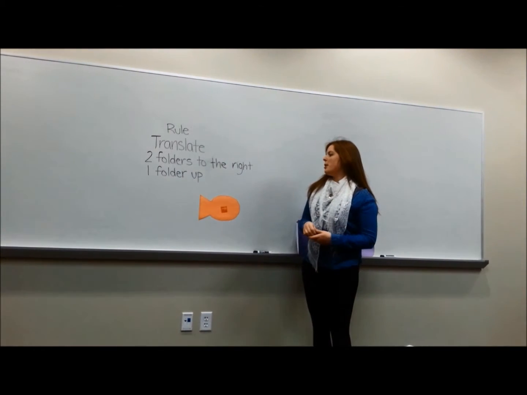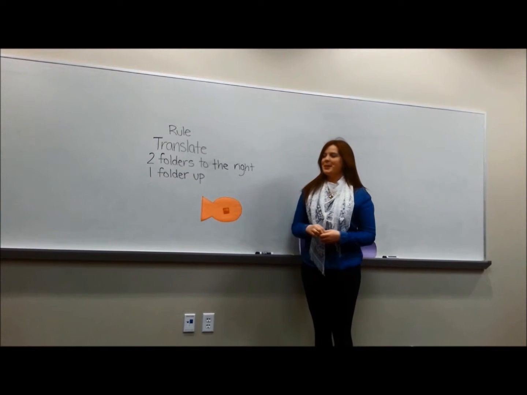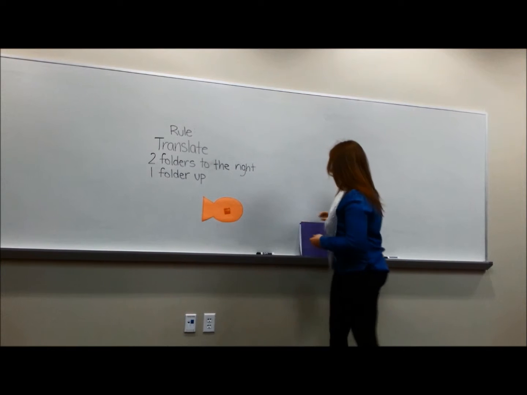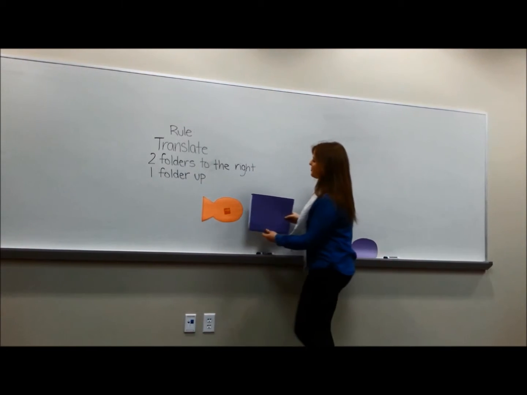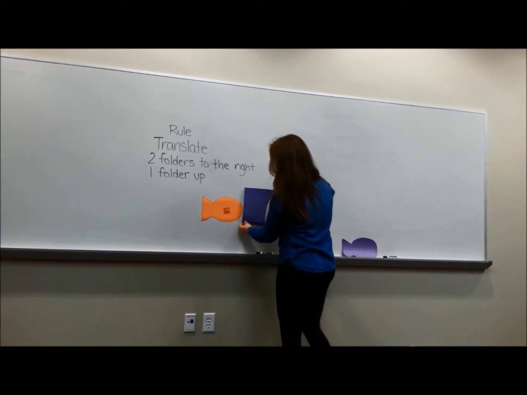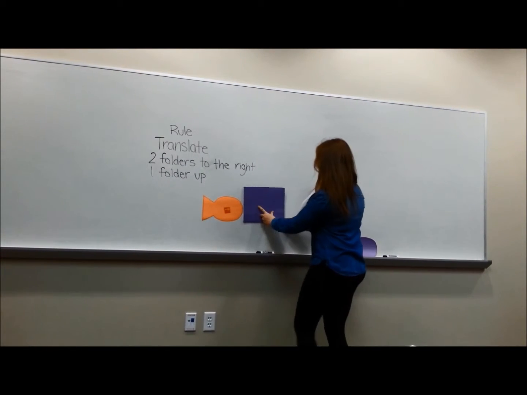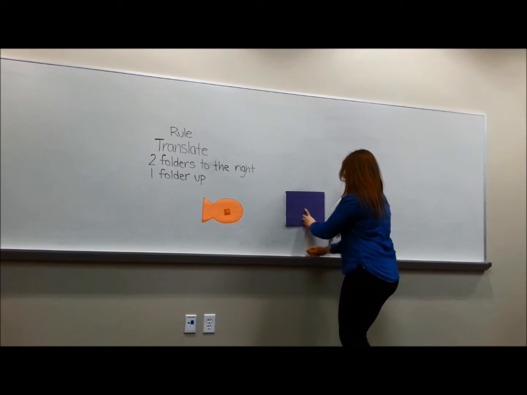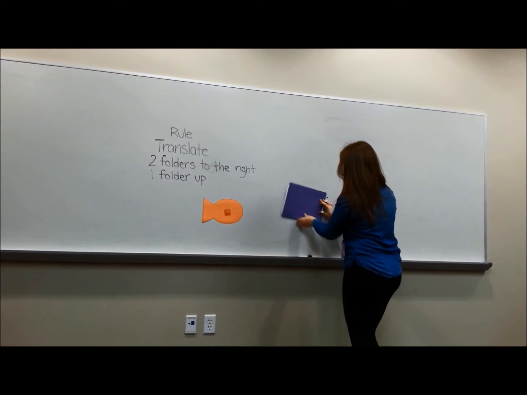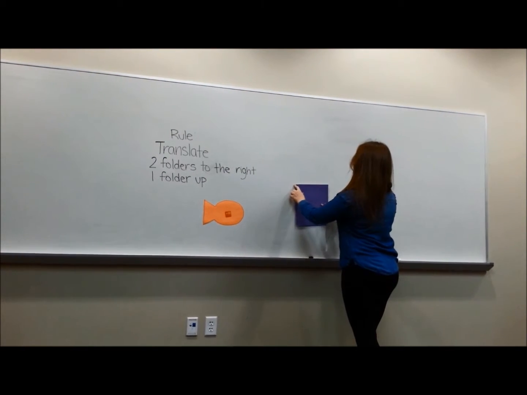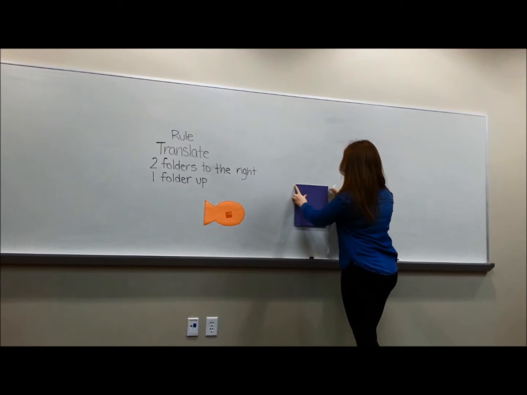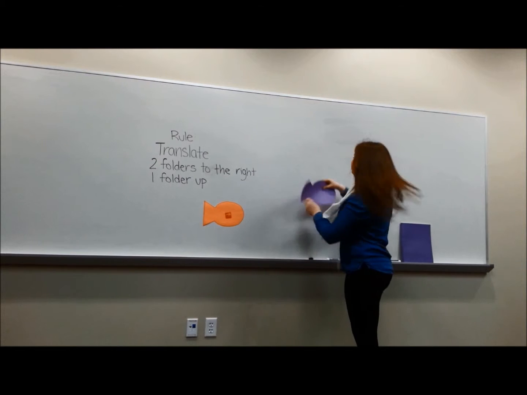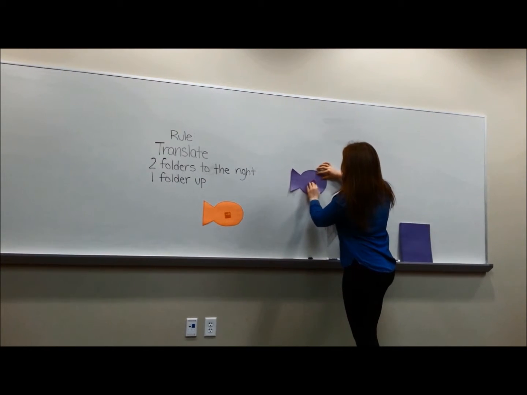For this translation problem, we are using folders as a unit of measurement. So for our rule, we are going to translate this image 2 folders to the right and 1 folder up. This is what I'm using. We're going to translate it 2 folders to the right, make a mark, and then 1 folder up from there, and make a mark. Then we're going to take our translated image and put it right where we marked.